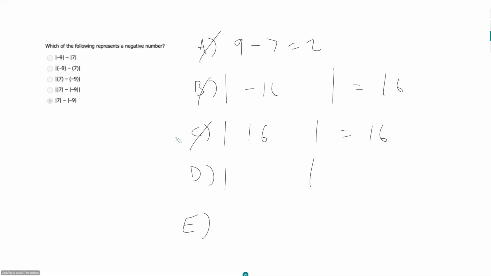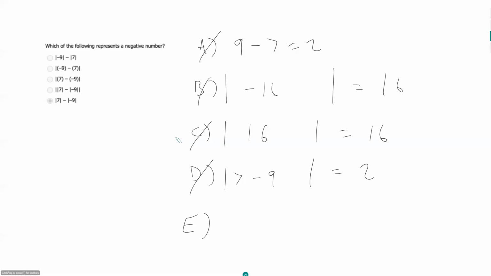Here we have the absolute value of the absolute value of 7, so the absolute value of 7 is just 7, minus the absolute value of -9, so the absolute value of -9 is just 9. So we have the absolute value of -2, which is still just +2. So E, by process of elimination, let's see though if it actually is negative.